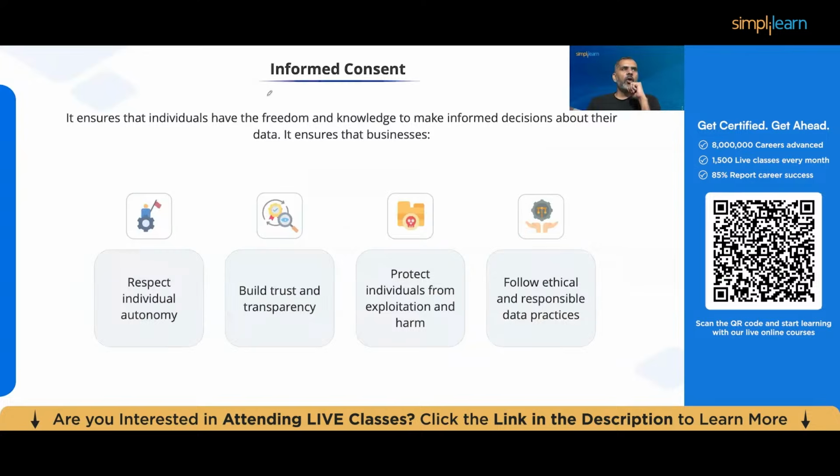And finally, we talk about informed consent. When we collect data, consent needs to be taken. You have to respect the individual's autonomy. That means if he is not ready to share, that's his choice. He is not going to share. But whenever you are collecting the data, you have to take proper consent. In that way, it builds trust and transparency. It will protect individuals from exploitation and harm, and it follows ethical and responsible data practices. That is very important when we talk about informed consent practices implemented in data organizations.